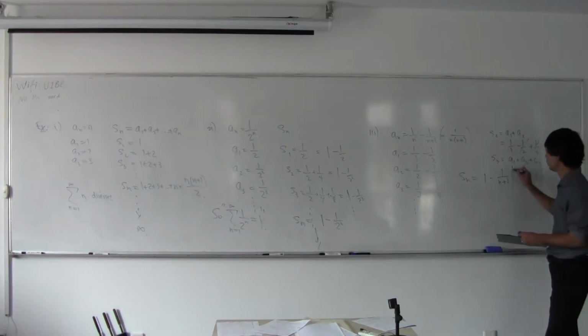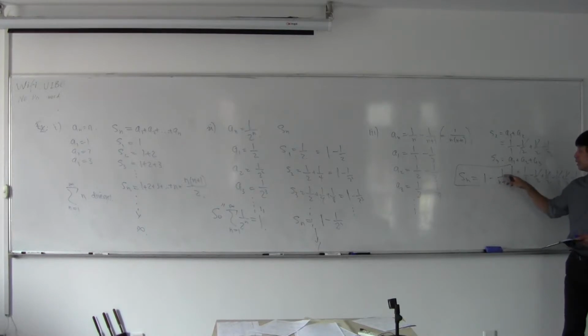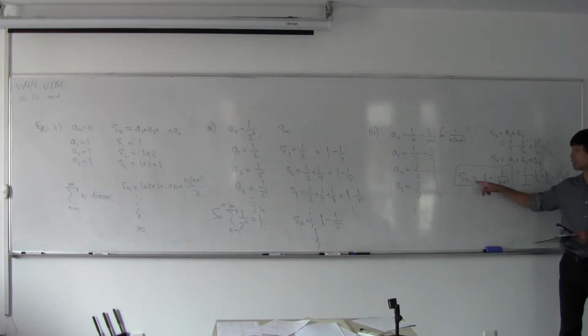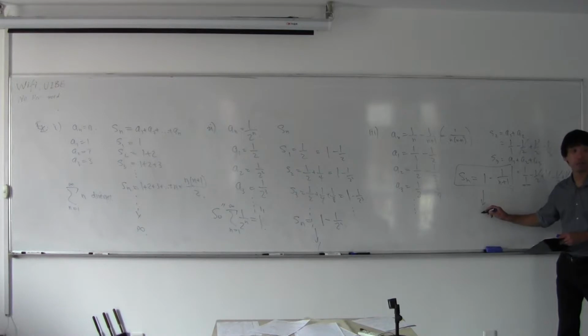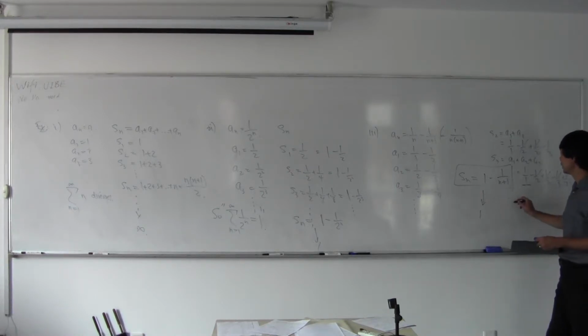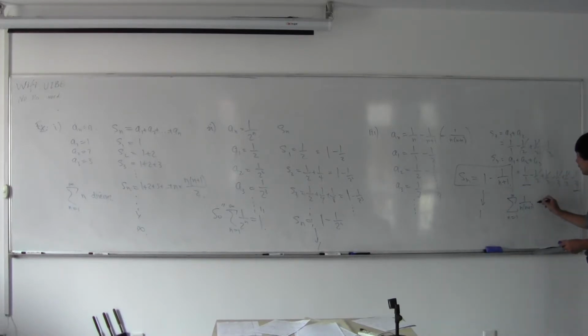Okay, so that's going to happen up to here. The nth term of the partial sum sequence is 1 minus 1 over n plus 1. And as n goes to infinity, what do you get? 1. So what does that tell us? That tells us this infinite series converges to 1. The infinite series, 1 over n times n plus 1, converges to 1.